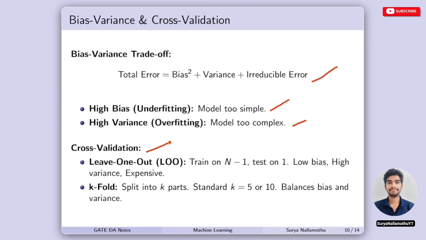What happens in it? Leave-one-out is nothing but leaving out a specific item. It means train on n minus 1, test on 1. One is the test set and the remaining n minus 1 is the training set. By splitting this way, we get the condition of low bias and high variance, but it is expensive. Next, k-fold splits into k parts. If k is equal to 5, it balances bias and variance. This way we apply cross validation as k-fold.